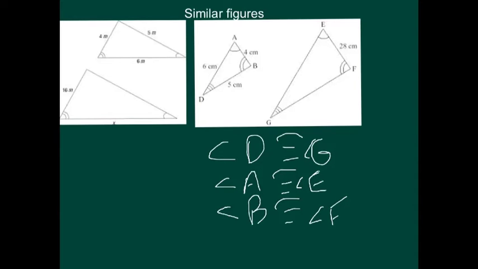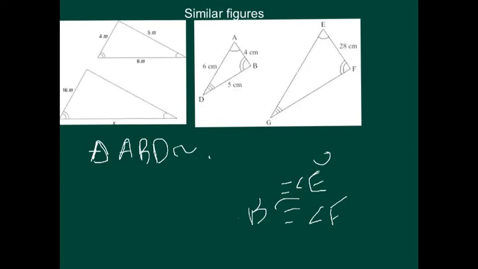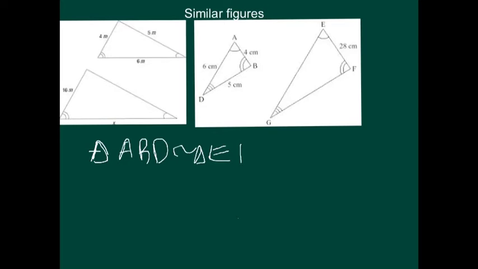Using this information, I could write a triangle similarity statement, and I could do it so many different ways. But let's just start with, I could say that triangle ABD is similar, and then I would look at the other triangle and say, okay, what would match up with A, what would match up with B, and what would match up with D? And A would be E, and B would be F, and D would be G. So triangle ABD is similar to triangle EFG.